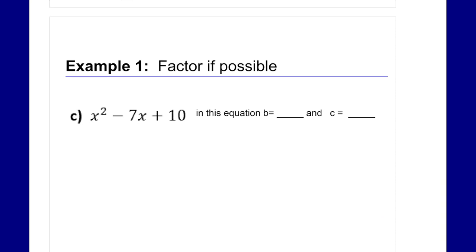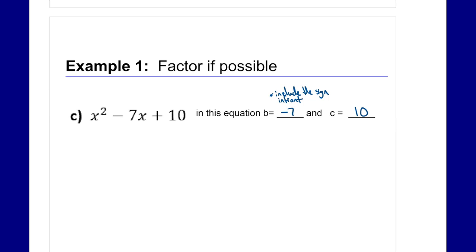If I look at C, this is a simple trinomial. The value in front of the x squared is 1, or I don't see a value there. So the b value is -7. We do want to make sure we include the sign in front when we find our values. So -7 for b and 10 for c. So we need two numbers that multiply to 10 and add to -7.